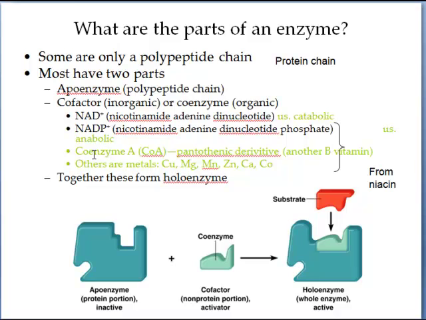Another coenzyme is coenzyme A, which is a derivative of vitamin B, and in particular it's called a pantothenic derivative, and that's obtained from niacin. Metals such as copper, magnesium, manganese, zinc, calcium, and cobalt are all going to be cofactors. So together, the apoenzyme and the cofactor or the coenzyme make up what is called a holoenzyme. So here is a holoenzyme when you have the enzyme, the cofactor, and the substrate together. So all of this together will make up the holoenzyme.